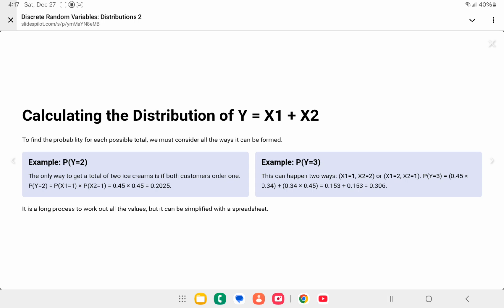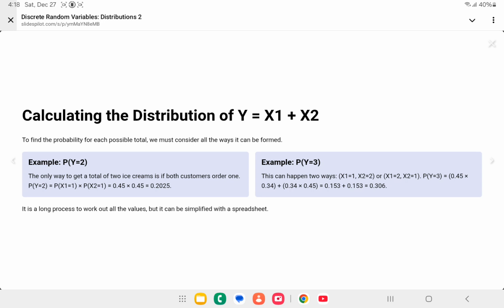Then we work out the ways of getting each of the possible values for Y. For example, the probability that the 2 customers will order 2 ice creams altogether is the probability that X1 equals 1 and X2 equals 1. That equals the probability of X1 equals 1 times the probability that X2 equals 1, which equals 0.45 times 0.45 equals 0.2025. The only way they can get 2 ice creams between them is if they order 1 each.